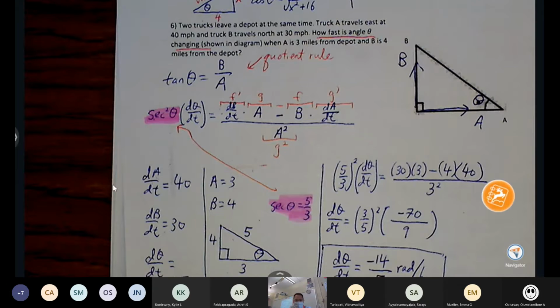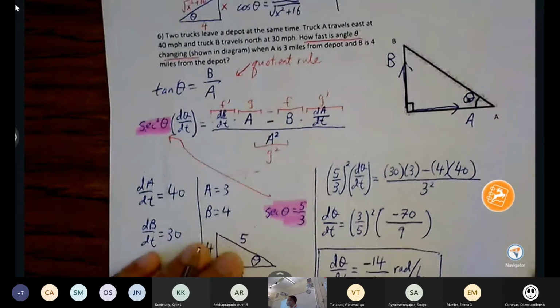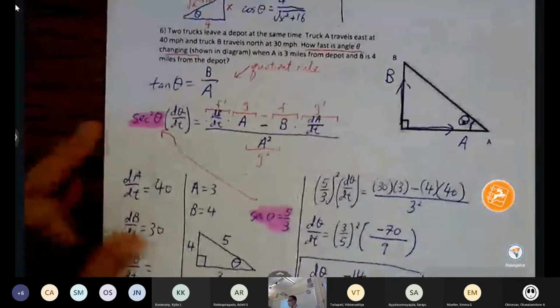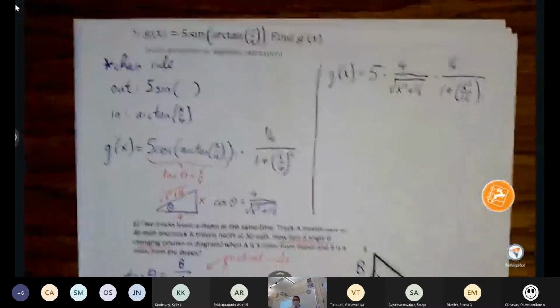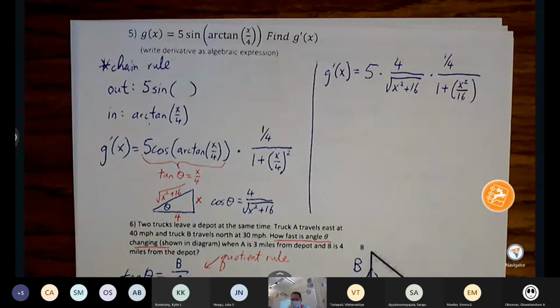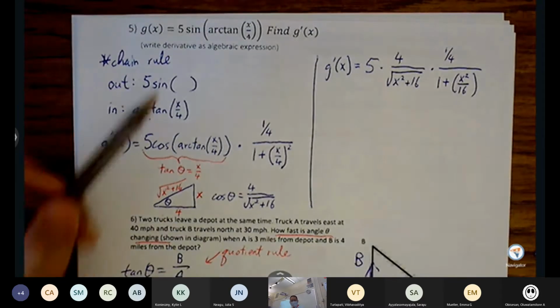Is there anybody that came in late who wanted to see an earlier problem? I'm sorry? Number 5, okay. Yeah, but that's all I have. If you guys have any additional questions, I'm just going to go over problems that students didn't see before.